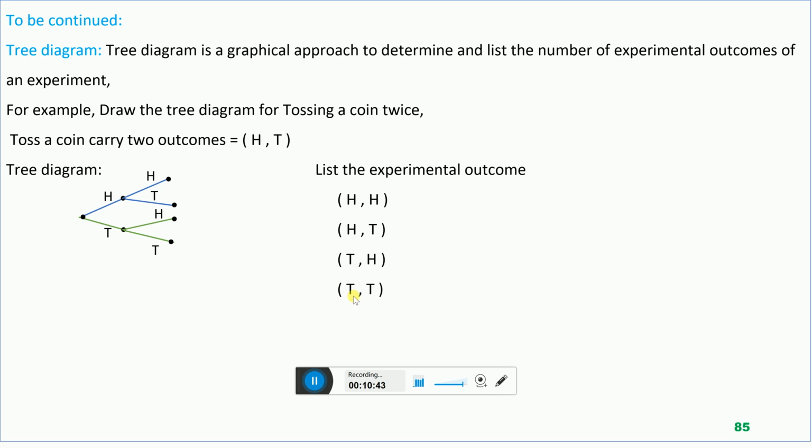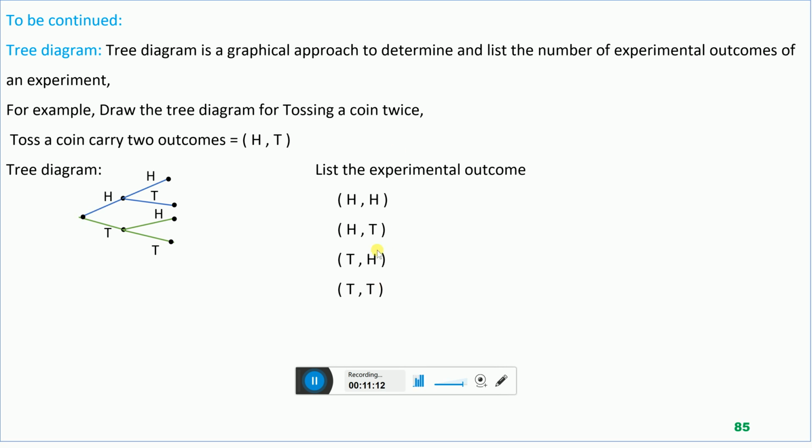What does this mean? This means that when we toss a coin twice and we toss the first time, we lose the toss and there is tail on the up face of the coin. And when we toss the second time, we again lose the toss and there is again tail on the up face of the coin. So in both tosses we lose and the outcome is tail and tail.